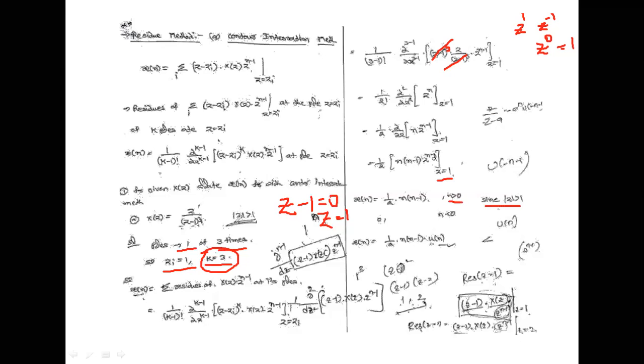Since the region of convergence they are asking for is magnitude of z greater than 1, you can multiply by the unit step. So x of n is equal to 1 by 2 n into (n minus 1) mu of n. For the given z by (z minus 1) whole cube, the inverse transformation x of n is 1 by 2 n into (n minus 1) mu of n. Got it, my students?